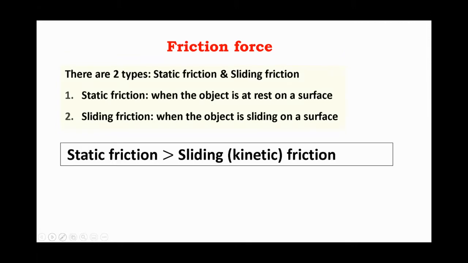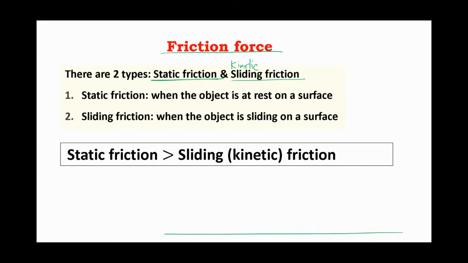There are two types of the friction force. One of them is called the static friction. Another one, we call it the sliding friction, or in mechanics, we call it kinetic friction. Kinetic means حركي, something related to the motion. Sliding means انزلاق. So there are two types, the static and the sliding.